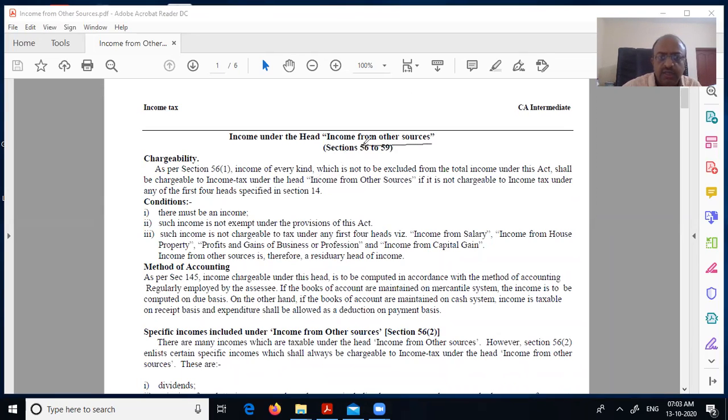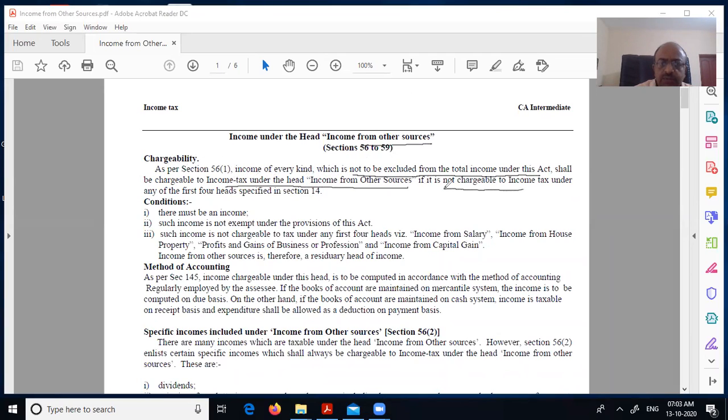This is the residuary section, as we have earlier discussed. Whatever is not coming under the other heads will come here, but yet there are certain rules for chargeability. As per section 56(1), income of every kind which is not to be excluded from the total income under this Act shall be chargeable to income tax under the head Income from Other Sources.